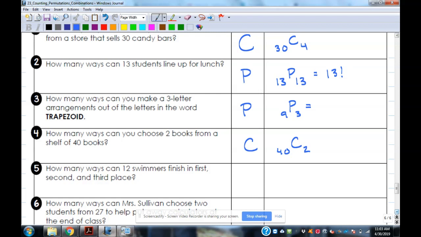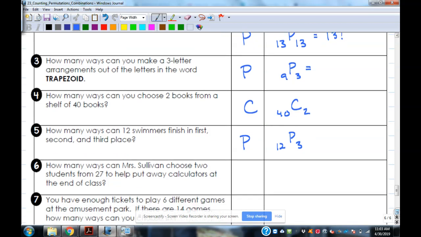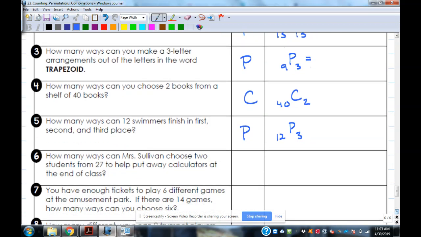Number 5, how many ways can 12 swimmers finish first, second, and third? Permutation, right? 12, permutation 3. Really, really easy stuff. 6, how many ways can Miss Sullivan choose 2 students from 27 to help put away calculators at the end of class? Combination, 27, combination 2.